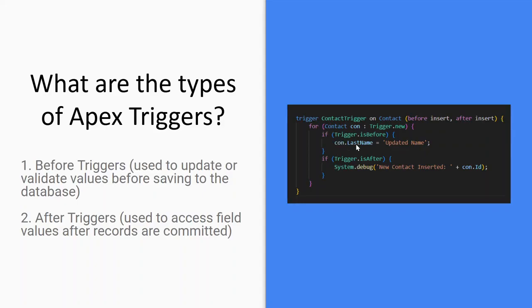In is before, you can handle the case where you want to update some field. Like here you can see in the code that the user is updating the contact's last name to updated name whenever a new contact is inserted in the org. And in the same manner, you can print the contact ID once the contact record is inserted in the org. So this can be handled like this.